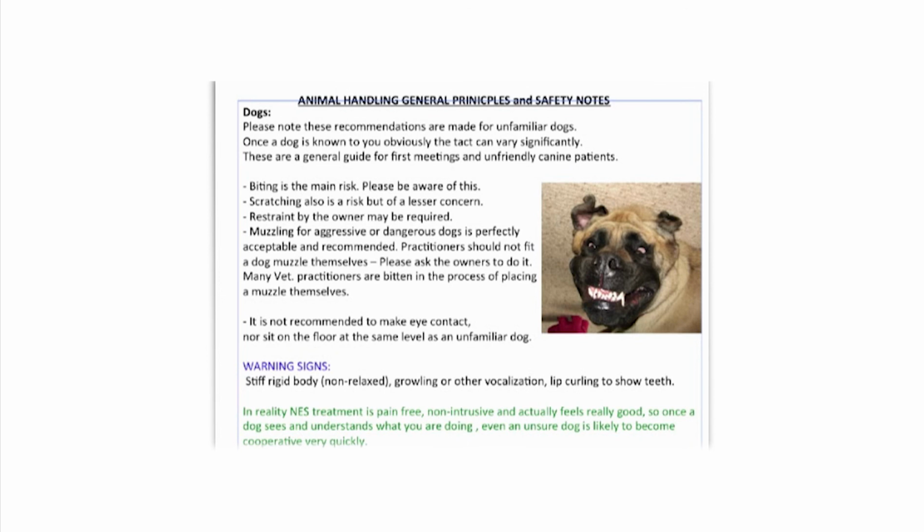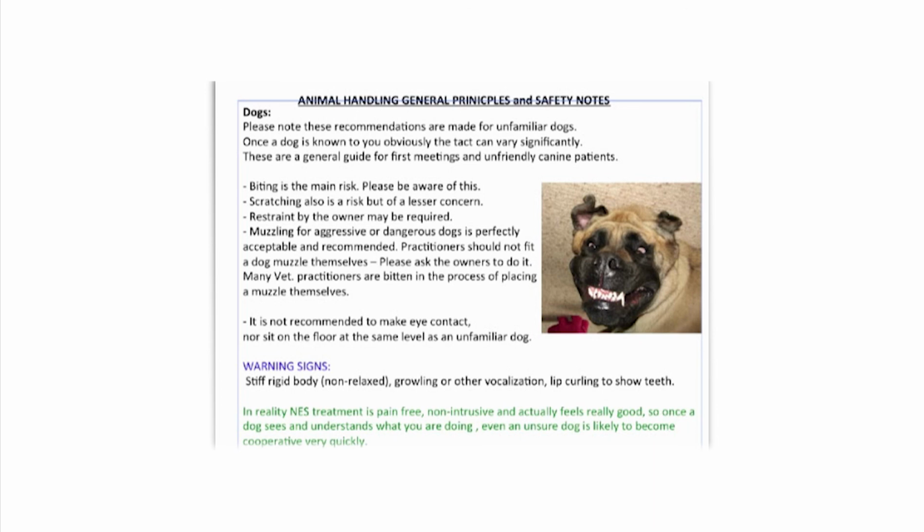Now, some ideas about animal handling, because unless you own a pet or are familiar with a variety of animals, this may be a new entry into handling animals. And there are some safety items to be aware of. The main one with dogs, obviously, is being bitten. And if an animal's coming to you, it may be because it's distressed or nervous, and it may have behavioural issues.